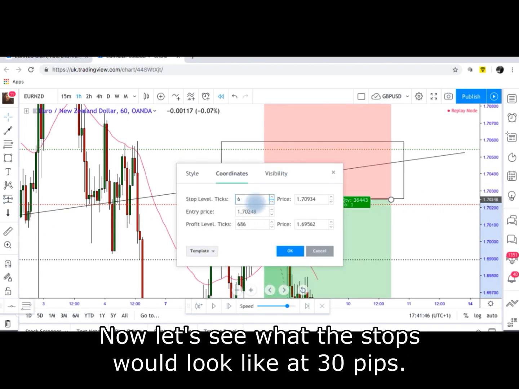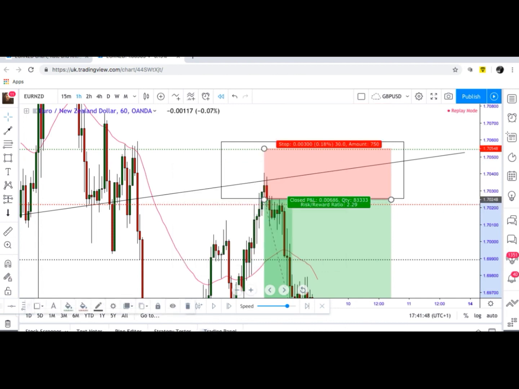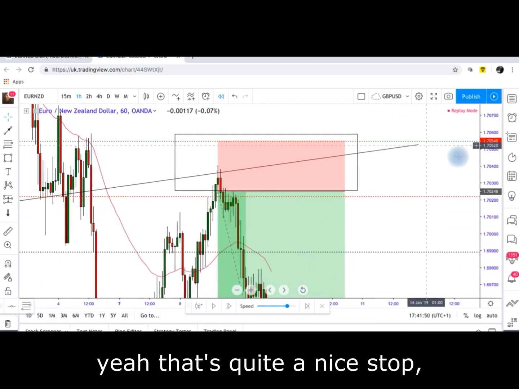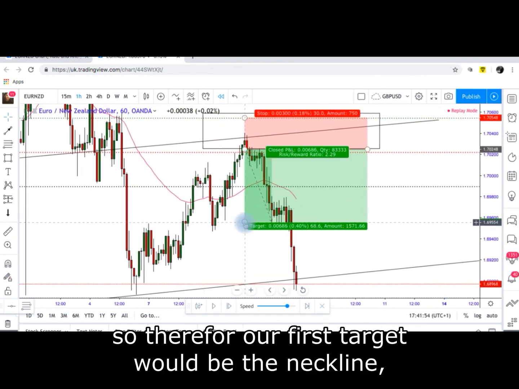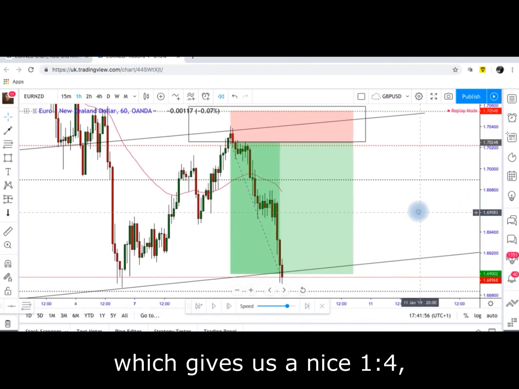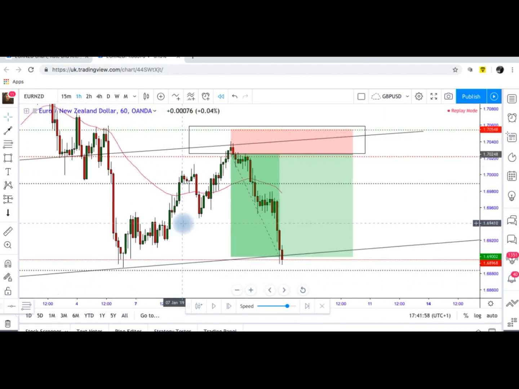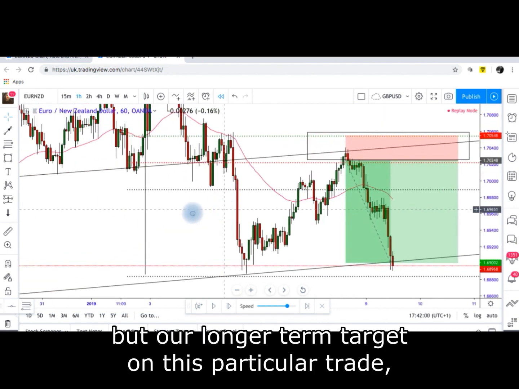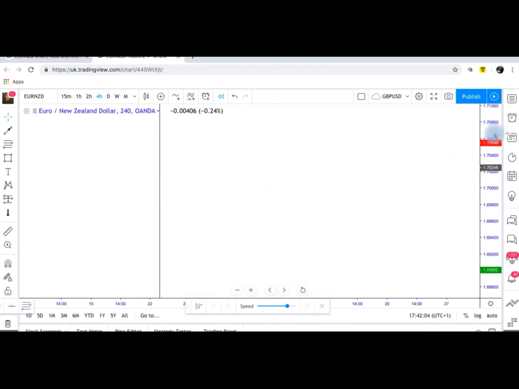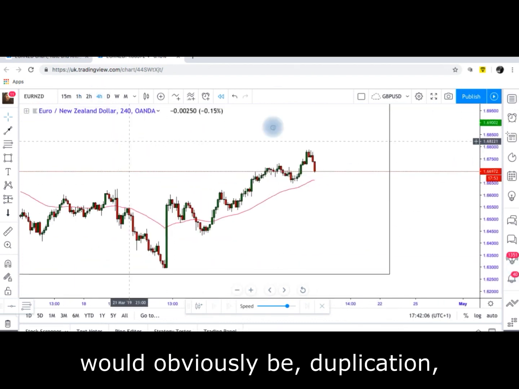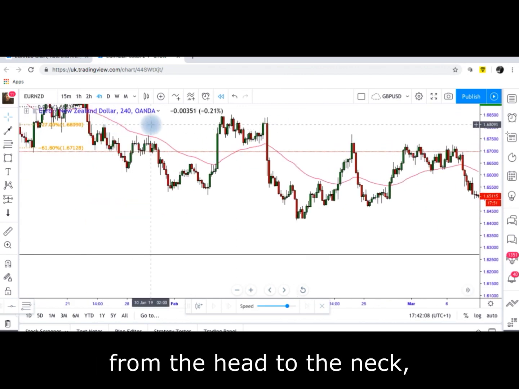Now let's see what the stops would look like at 30 pips. Yeah, that's quite a nice stop. Now let's see how price would react to this. So therefore our first target would be the neckline, which gives us a nice 1 to 4. But our longer term target on this particular trade would obviously be duplication from the head to the neck.